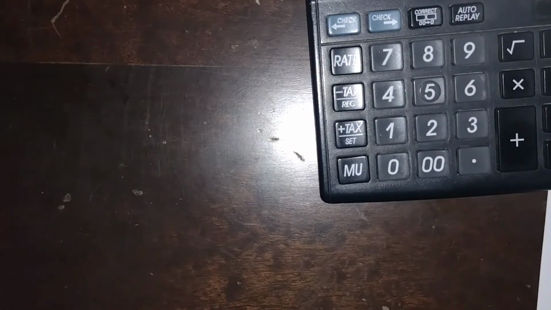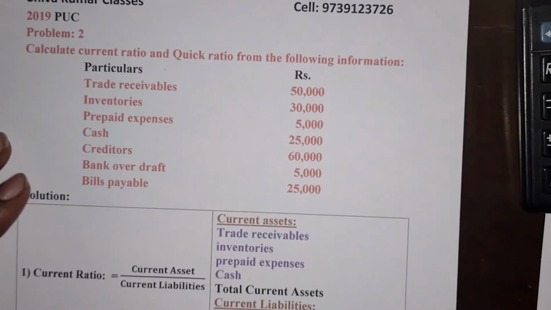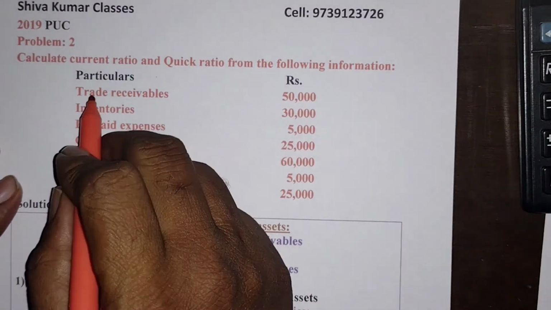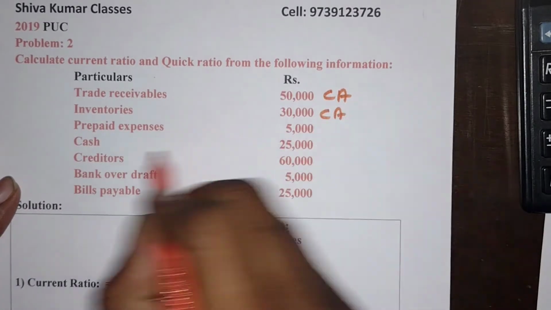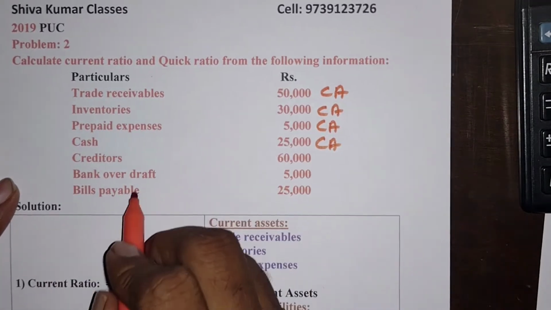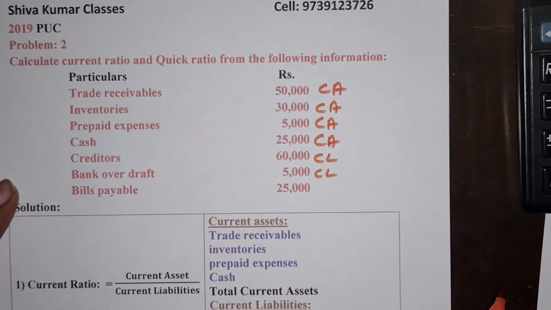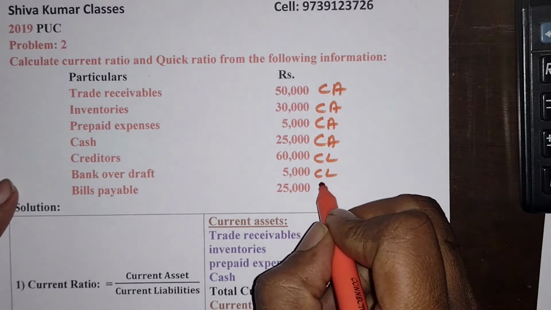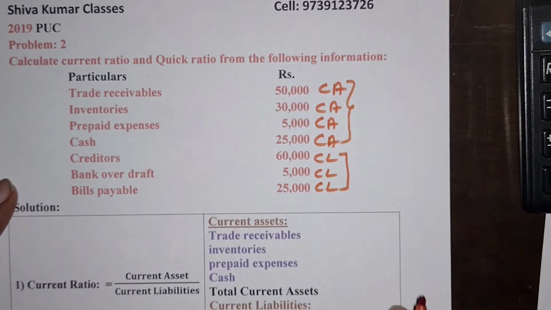Yes, this question has been asked in 2018. In the same manner, another question which was asked in 2019. You please see that. First one is given: trade receivable, current asset; inventories, current asset; prepaid expenses, current asset; cash, current asset; creditors, current liabilities; bank overdraft, current liabilities; bills payable, current liabilities. 3 liabilities are given, 4 assets are given.